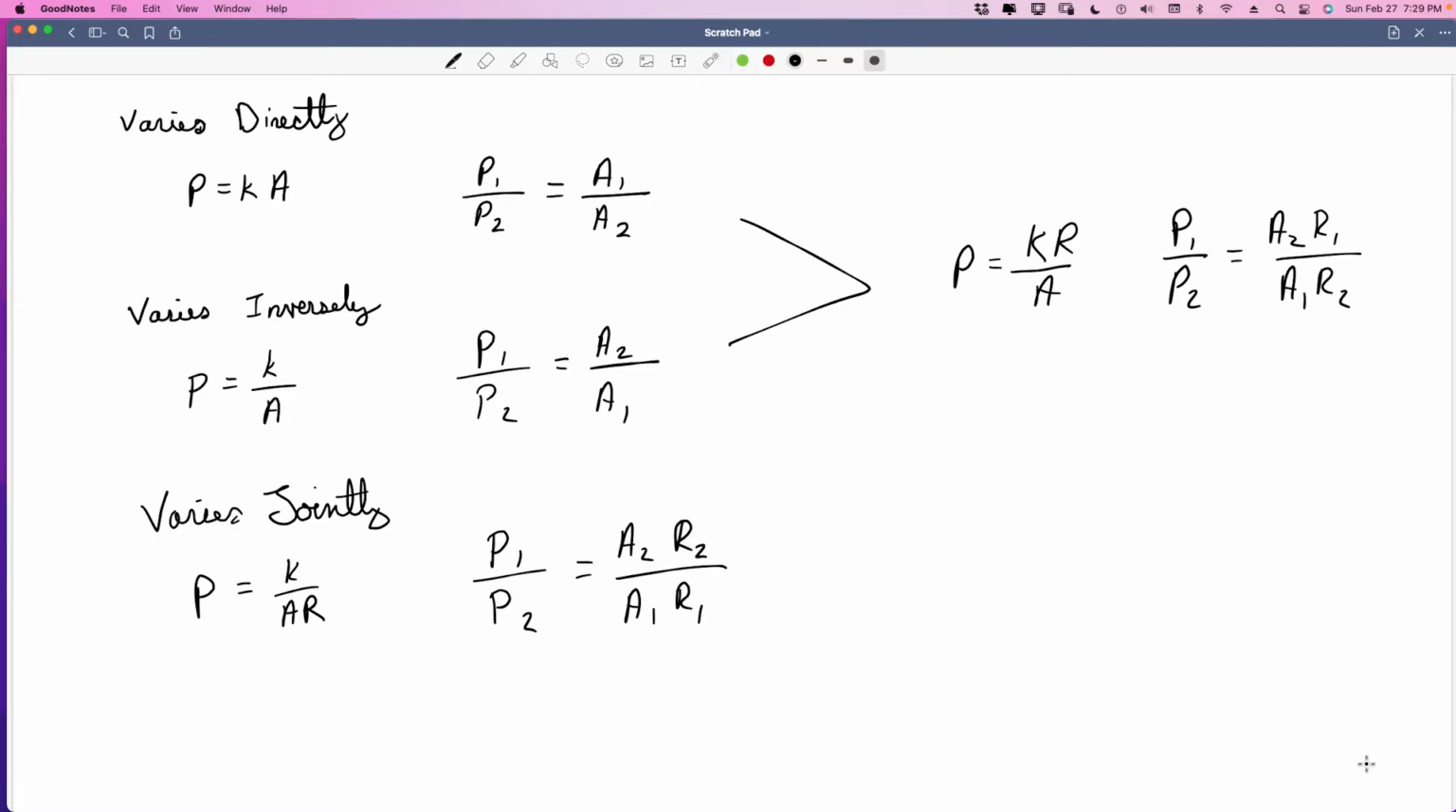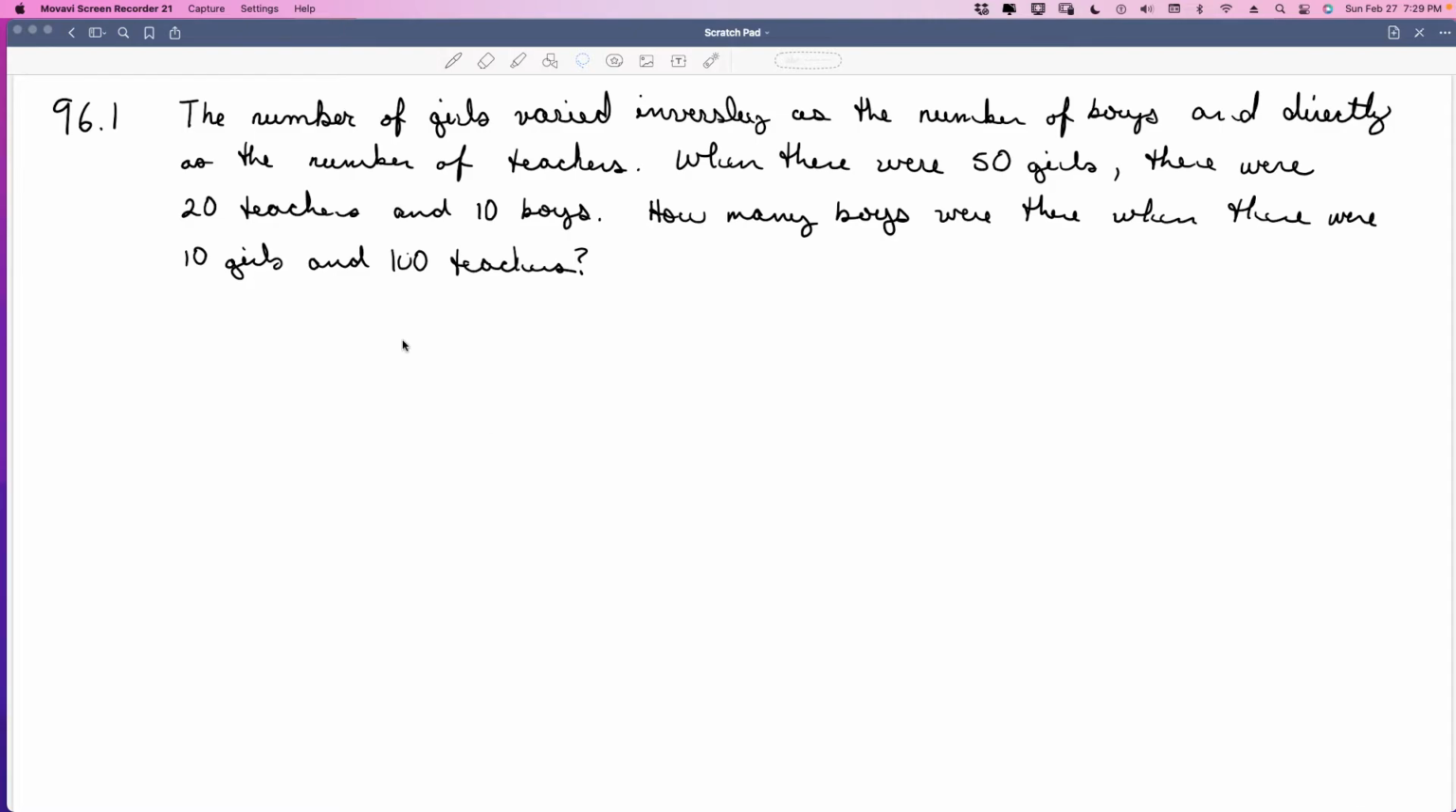96.1 so that we can see what we have as our first example, and we can start to solve some of these and see what we're doing. All right, in 96.1, the number of girls varied inversely as the number of boys. Let's write that down. The number of girls varied inversely as the number of boys and directly as the number of teachers.